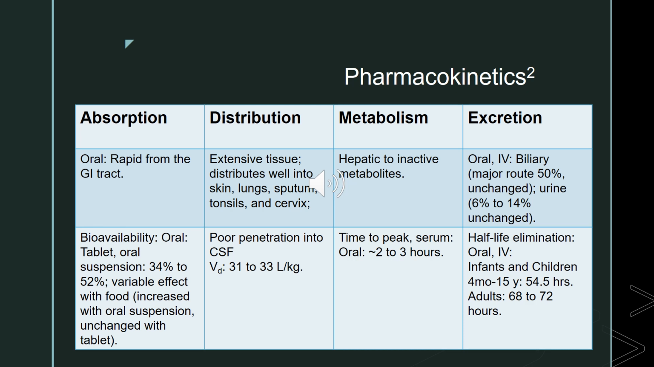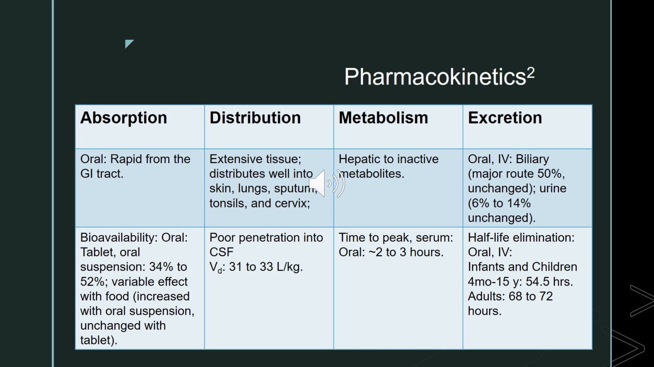In terms of excretion, we have biliary excretion, 50% unchanged, and this is the major route. And it is 6 to 14% excreted by urine, unchanged as well. The half-life of elimination in infants and children 4 months to 15 years is 54.4 hours, and in adults is between 68 to 72 hours. So it is theorized that with the long half-life, it could lead to more and more antibiotic resistance over time, and so this is one of the major concerns in terms of pharmacokinetic concerns.